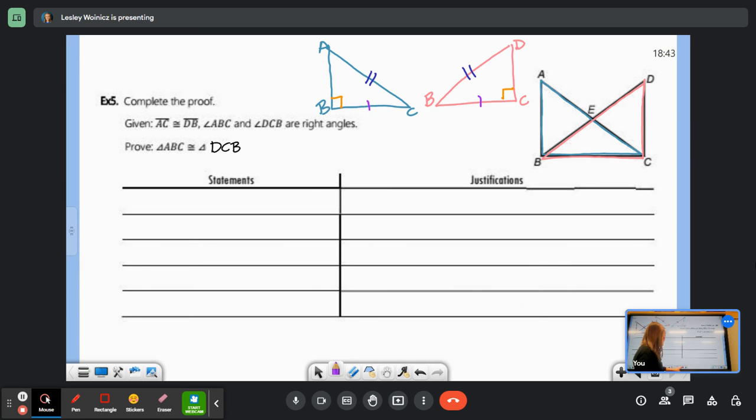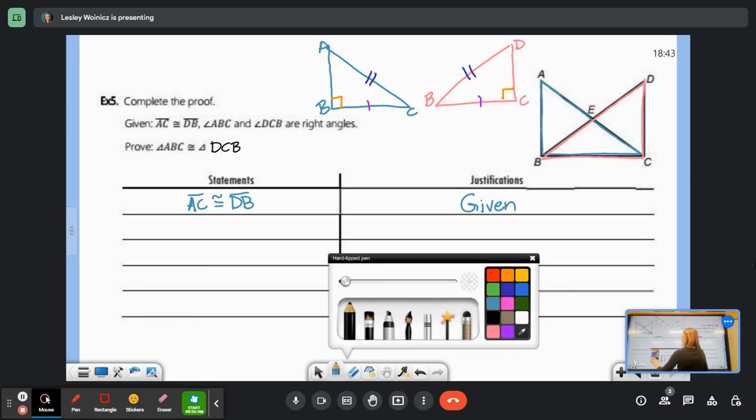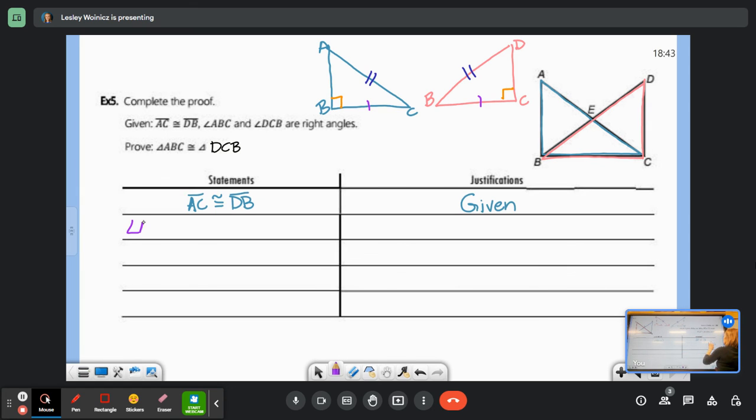So let's rock and roll. Segment AC is congruent to segment DB. That is given. Next, angle ABC and angle DCB are right angles. That was also given to us.